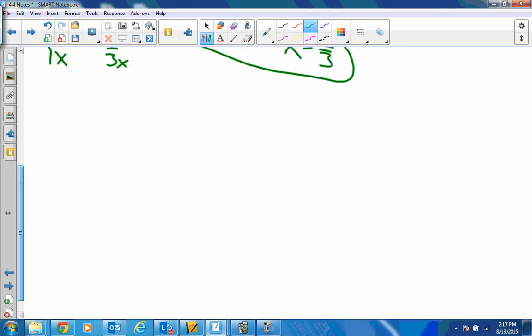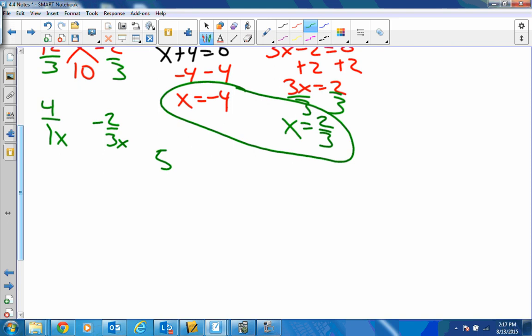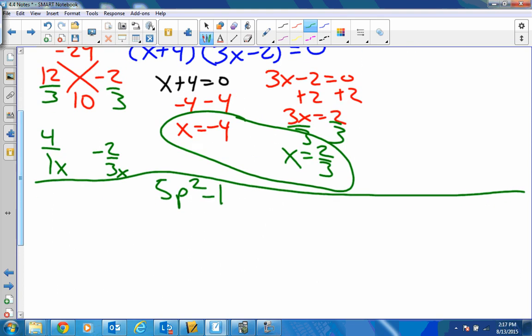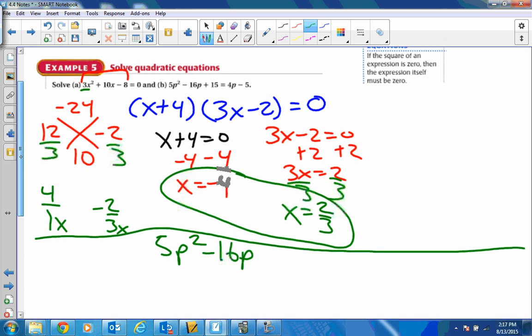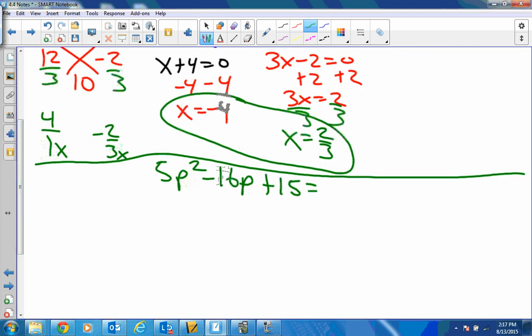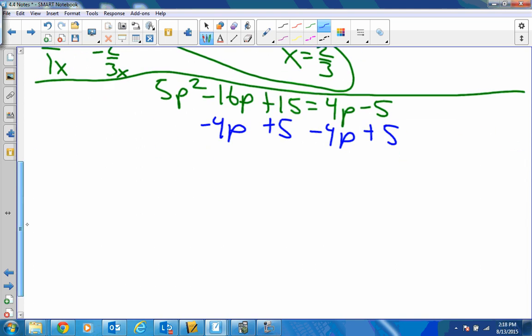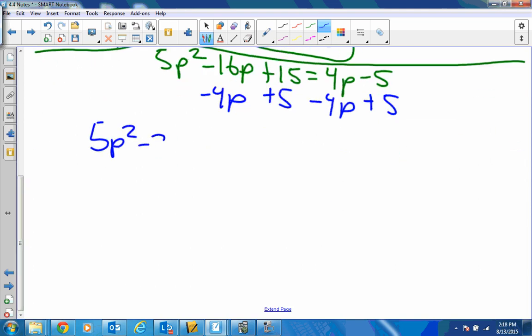So let me rewrite this. So 5p squared minus 16p plus 15 equals 4p minus 5. So you got to set equal to 0. So I would subtract 4p and add 5. So we get 5p squared minus 20p plus 20 equals 0.